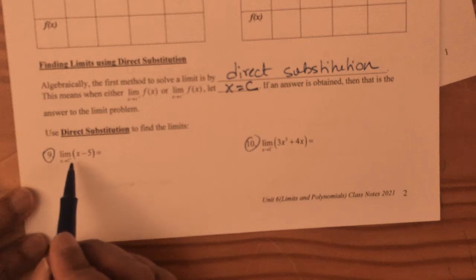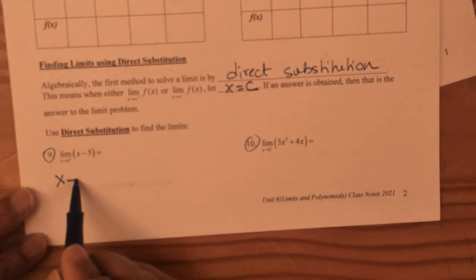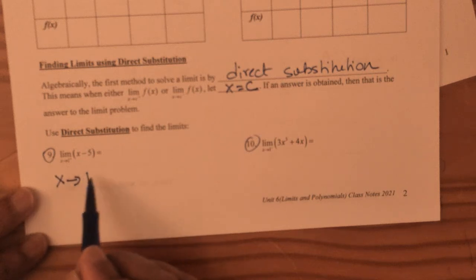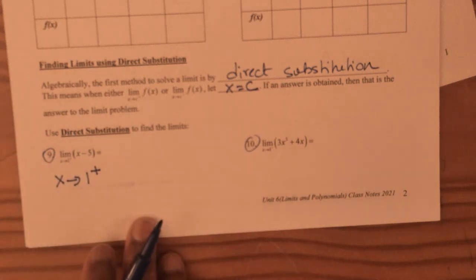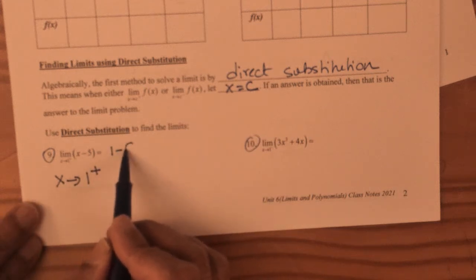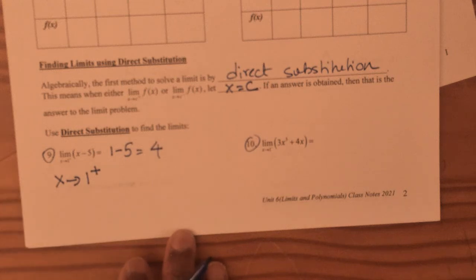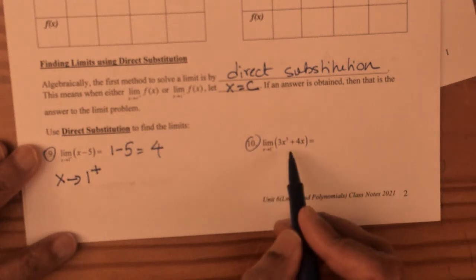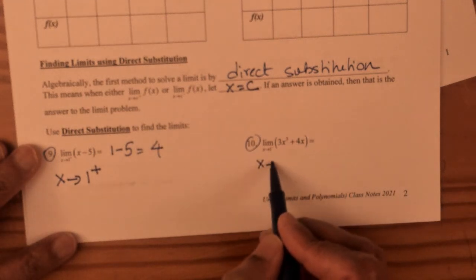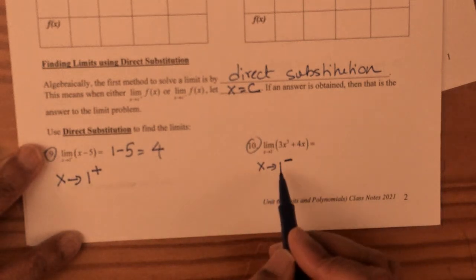So this is the limit of x minus 5 as x approaches 1 on the positive side. In this case, I'll go ahead and do direct substitution. Direct substitution will be 1 minus 5, you're basically evaluating it. So when they tell you direct substitution, you're just evaluating it. Limit of this as x is approaching 1 from the negative side. It doesn't matter whether you're talking about the negative side or the positive side. The value of x you're going to substitute is still 1.